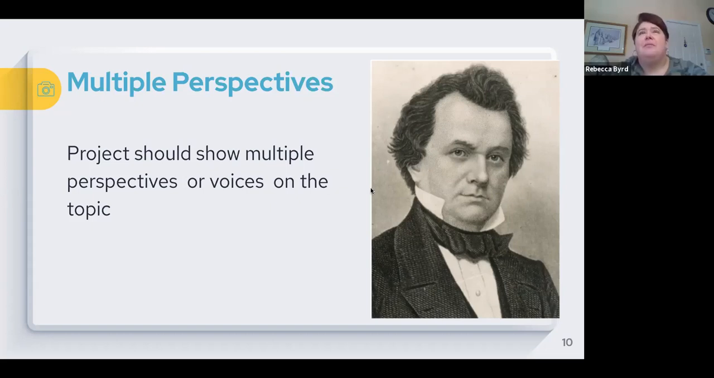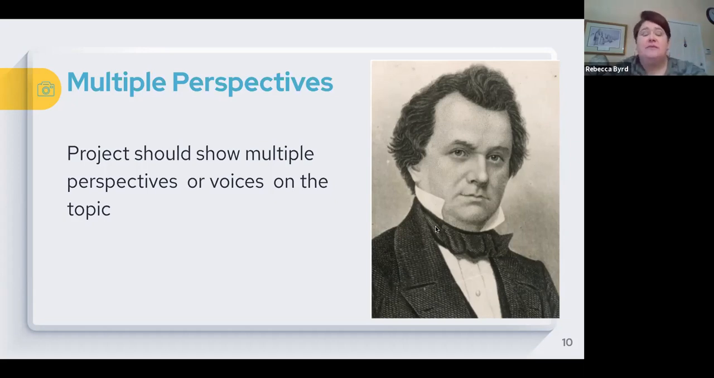An area that we really have to look at with our projects is multiple perspectives. The project should show multiple perspectives or voices on the topic. So I have an example here again. Let's imagine that our project focuses on the expansion of slavery to the Western territories, say in the time period 1800 to 1860.